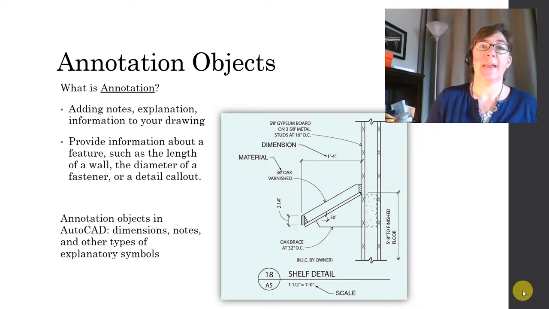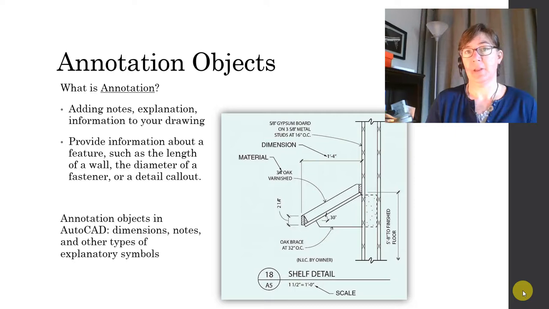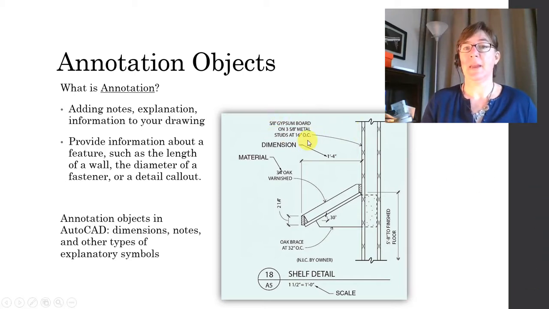In AutoCAD, we create annotation objects such as dimensions, notes, and other kinds of symbols. So on the screen, you have an example of an architectural detail. It's a shelf detail right here, and it has some annotation. For example, here is a note. It says 5/8 inch gypsum board on 3 5/8 inch metal studs at 16 inches on center. So that's giving a lot of information about how this specific wall is built. That is a note, and it's got a leader line, which is a line with an arrow, pointing to the specific wall.